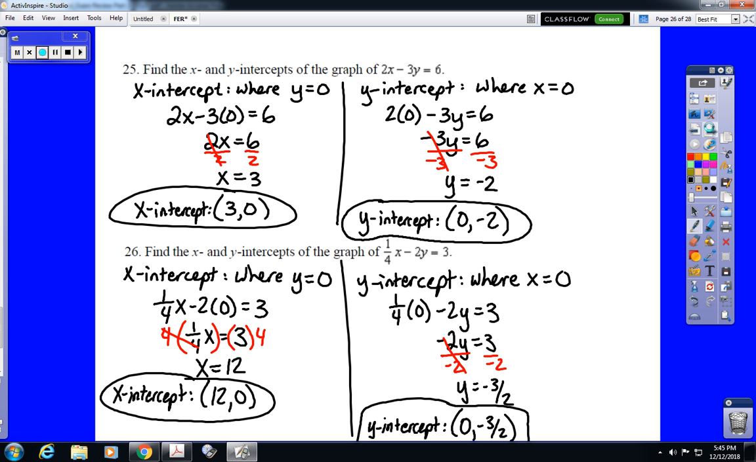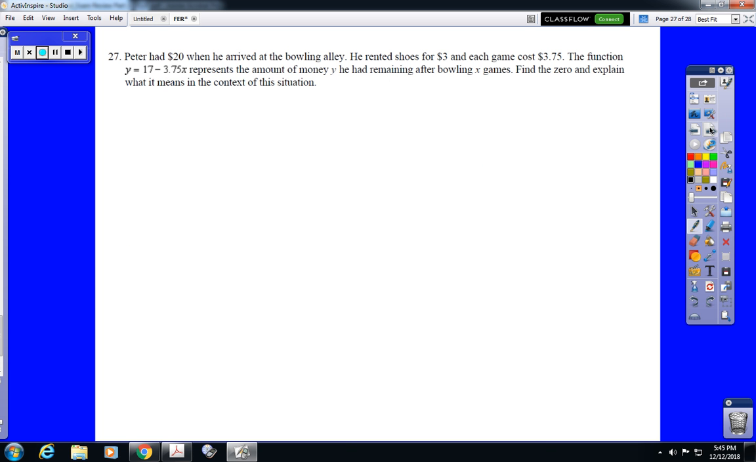All right, 27 is a word problem. It says Peter has $20 when he arrives at the bowling alley. He rents shoes for $3 and each game costs $3.75. The function y equals 17 minus 3.75x represents the amount of money y he had remaining after bowling x games. It then asks you to find the 0 and explain what it means in the context of the situation.